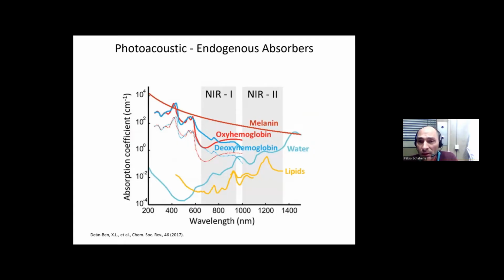Photoacoustics relies on endogenous absorbers. For example, we have oxyhemoglobin and deoxyhemoglobin that have different absorption spectra, and we can get a contrast of both of them. We also have water and lipids, especially this peak here for lipids, at 1,300 nanometers, more or less. These endogenous absorbers, we can divide into the near infrared 1 region and the near infrared 2 region, mainly because the equipment has 2 laser systems that separate these 2 regions.